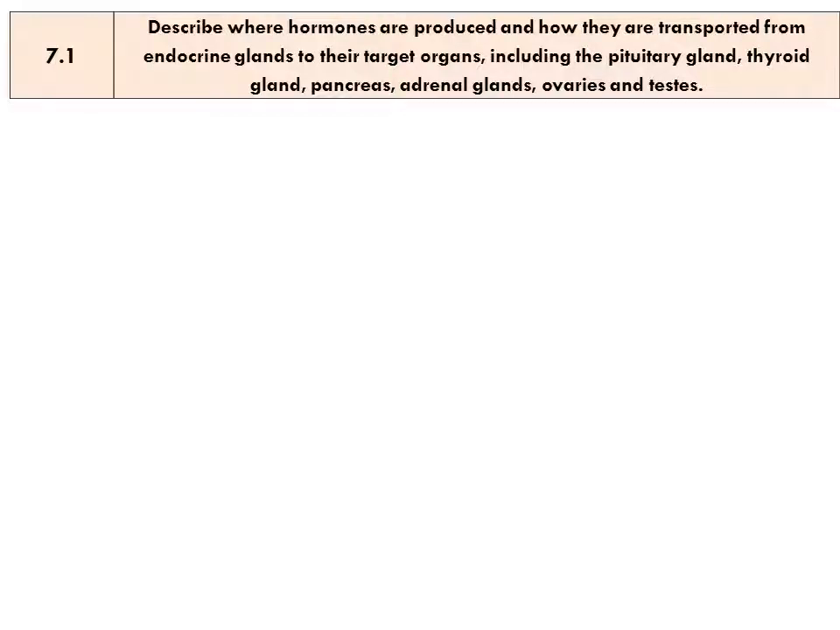Today we're going to look at the hormones, an introduction to the hormones. The learning outcome point is this: describe where hormones are produced, so remember that means made, and how they are transported, moved around, from the endocrine glands to the target organs, including the pituitary gland, the thyroid, the pancreas, the adrenal glands, and the ovaries and testes.